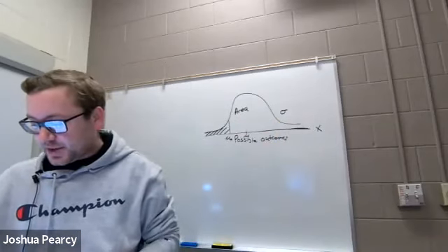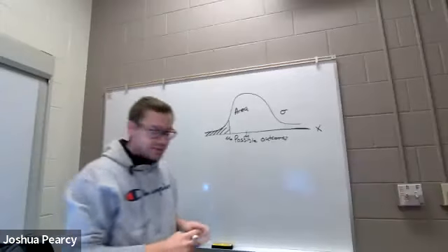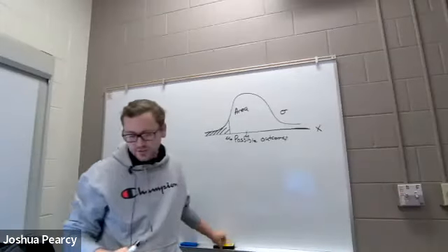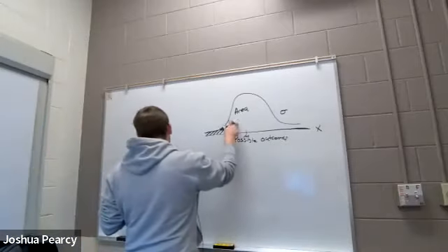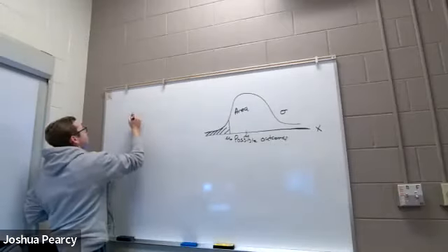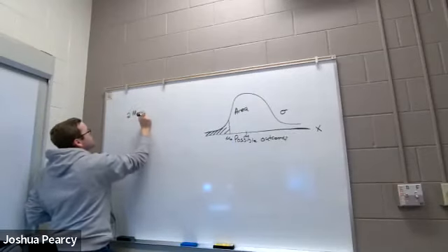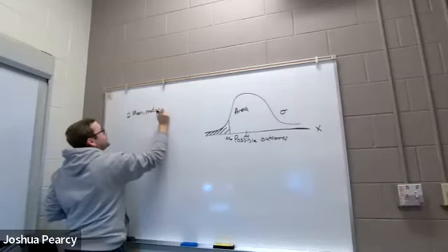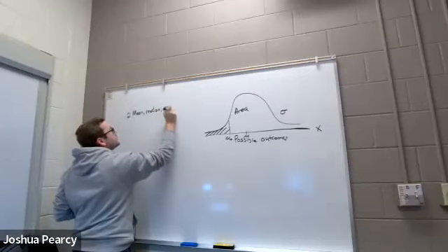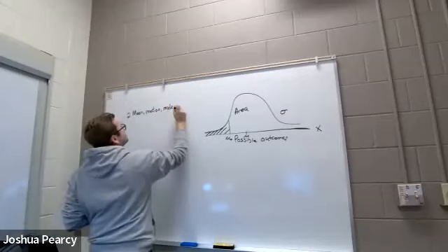Now, let's talk about some specific properties of it. You will need to know some of these for your homework. It's the first question. The first one says the curve is bell-shaped, so it just means that. Number 2, it relates to the measures of central tendency: the mean, the median, and the mode are all equal and located at the center.